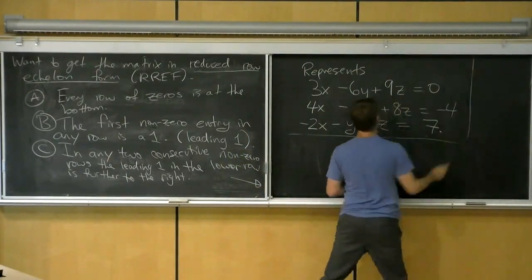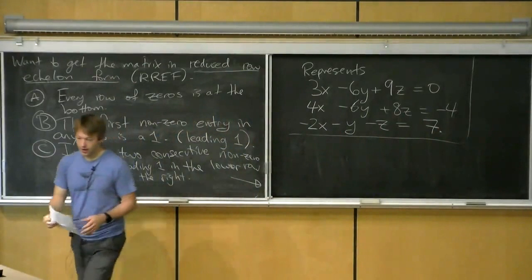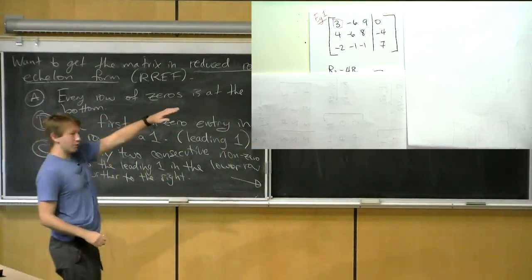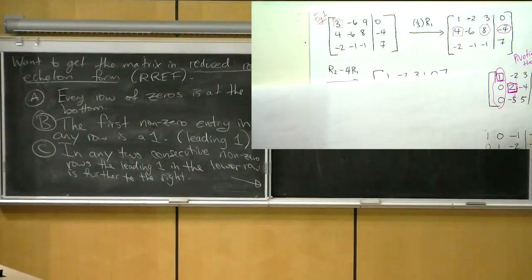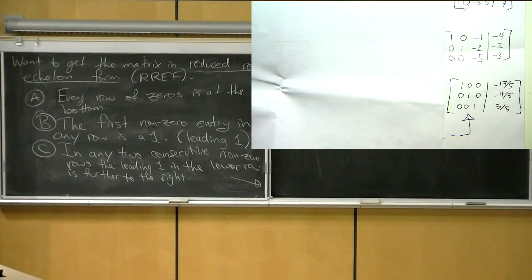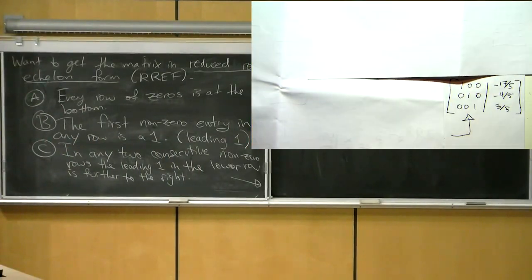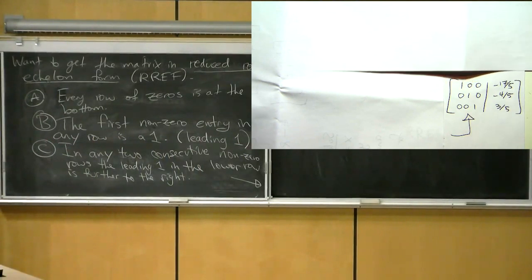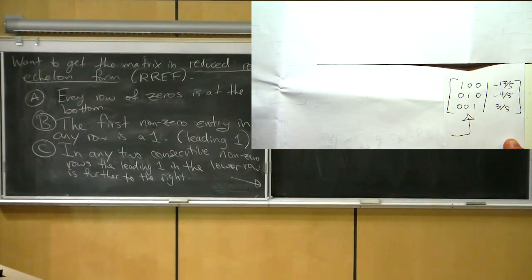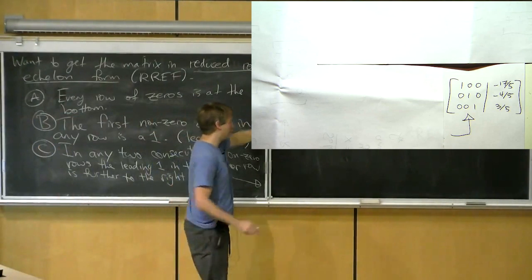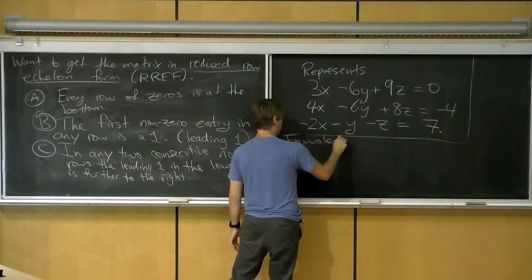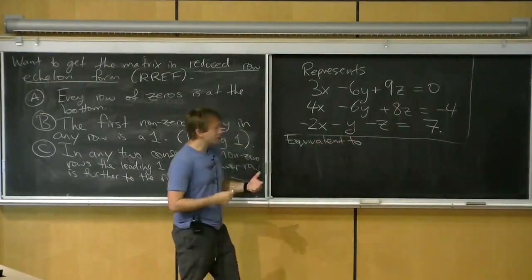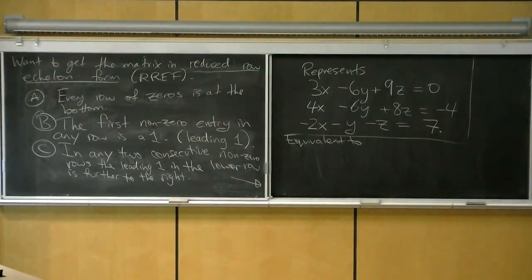Okay. And what we've done by doing these row operations and getting it into reduced row echelon form, so by the way, the final thing we got, this is our final answer here. This is in reduced row echelon form. What this is saying is that these equations are equivalent to, so they have the same solutions as, the equations represented here.